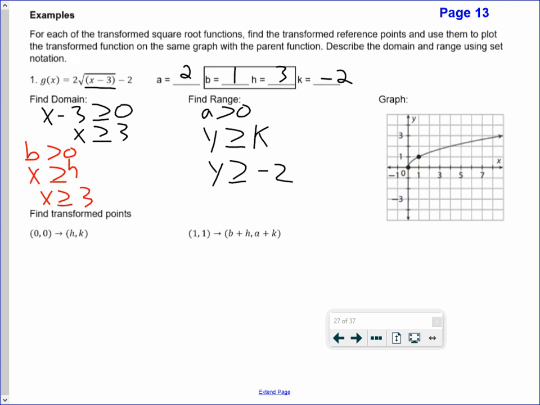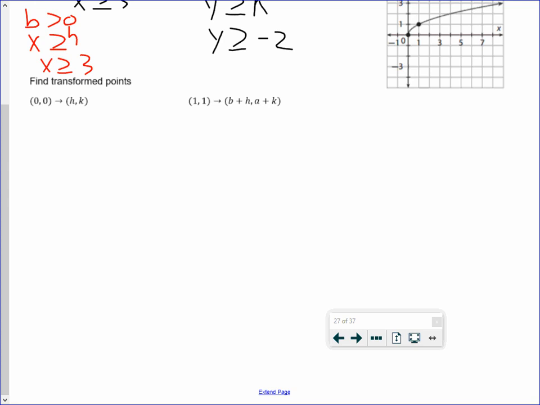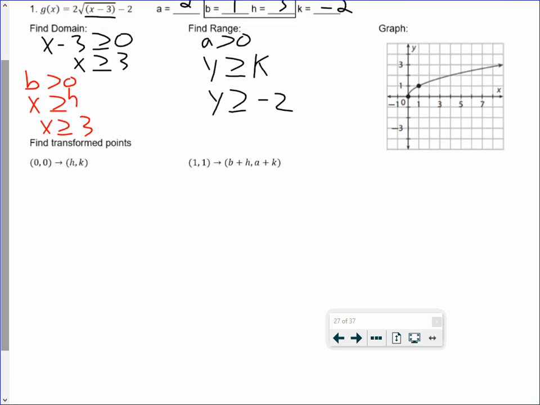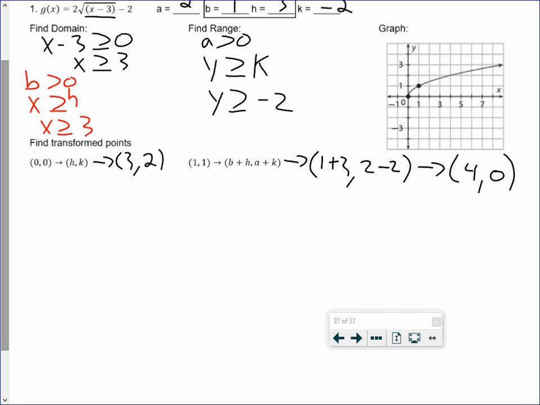So now that we have our domain and our range, what we want to do now is find our transform points. So for 0, 0, that's just going to give us h, k. So we plug in our h and k terms, we get 3, 2. For 1, 1, we have b plus h, comma a plus k. If we plug that in, our b is 1, and our h is 3. Our a value is 2, and our k term is -2. If you add these up, we get 4, 0.